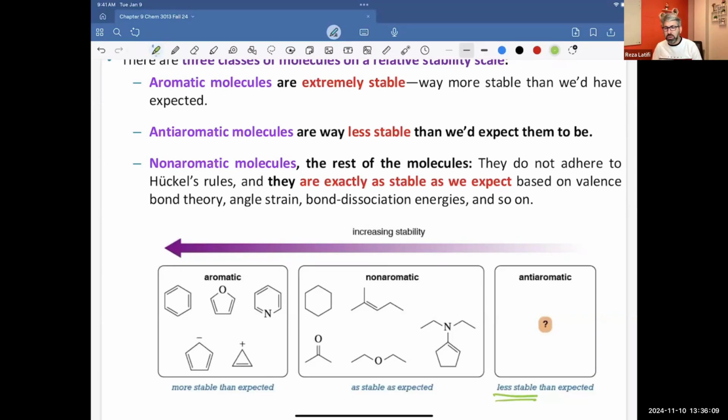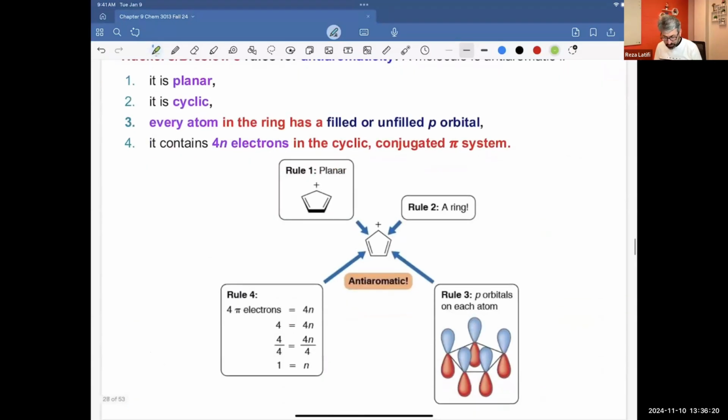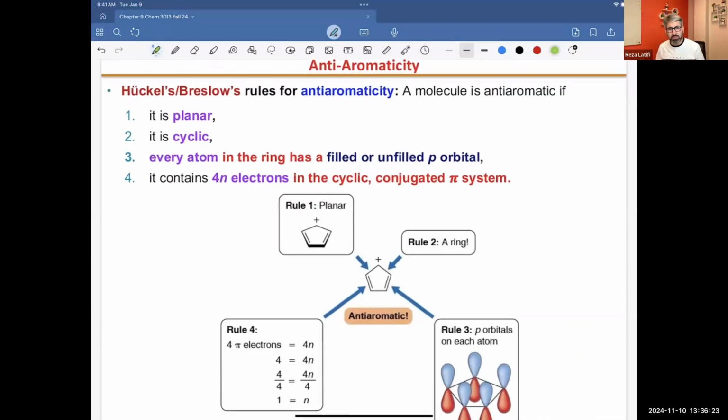And we're going to go after this one. What's the factor here? What is the effect that makes them that unstable? How do we get anti-aromaticity? We're going to follow the Huckel rules again, with some modification. First, the molecule is supposed to be planar and cyclic. On each atom, we need a fully occupied or an empty p orbital. Next, the number of electrons will follow 4n, not 4n plus 2, just 4n.